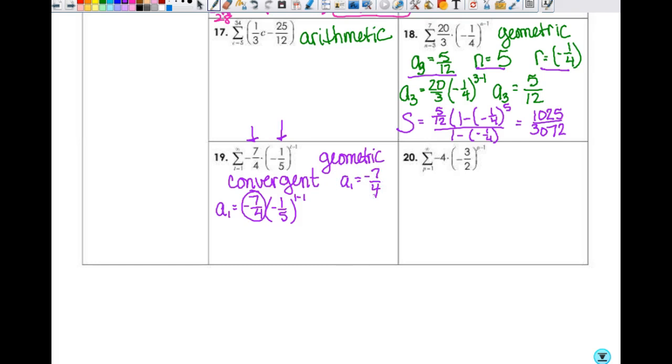But I also wanted to show you that if you didn't realize that, once you do it, you're still going to get that same answer. But sometimes you feel like weird stuff's happening. That's why it's happening. Okay? And then we also need R. What's R here? -1/5. All right, so we do S is equal to A1, which is -7/4 times 1 over 1 minus a -1/5. It's the infinite, so we have to use this one. Because n is not anything we can use.